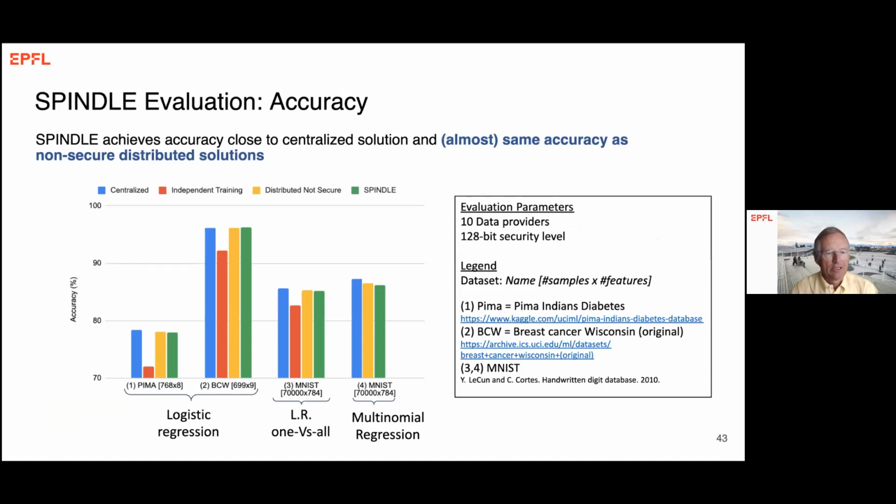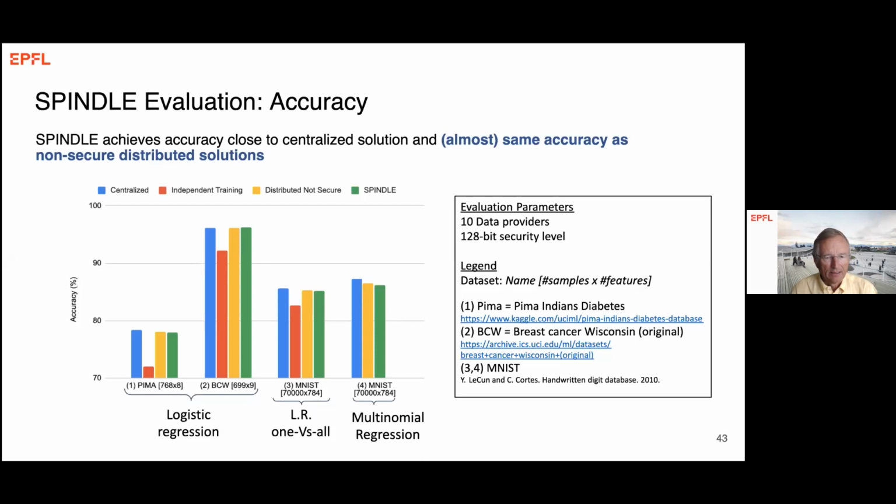So now, if we look at what this boils down to, what is crucial is to check the level of accuracy that is obtained by making use of this kind of approach. And here you see the accuracy that is provided on different data sets. So here you have two examples of a logistic regression. And then here is a logistic regression, one versus all, with the well-known MNIST data set. And this is a multinomial regression.